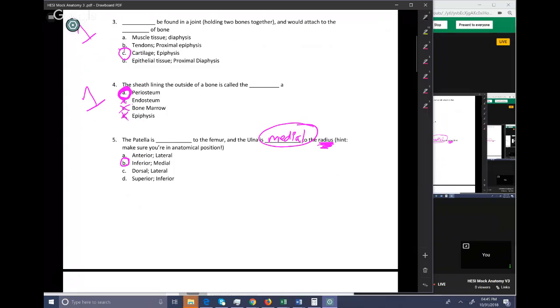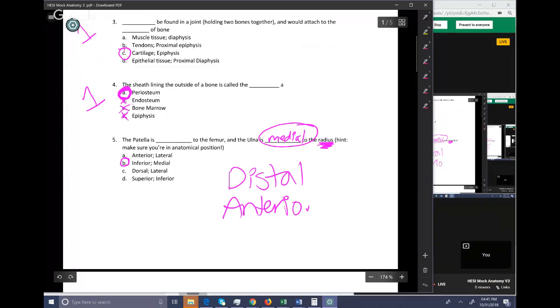I actually just thought of a third one though that exists, which is that the patella is distal to the femur. So the patella in relation to the femur is a little bit anterior, a little bit closer to the front of the body. It's a little bit more distal, so it's further from the point of attachment, which would be the hip in this case. And then it is inferior because looking at the height of your body, it is beneath the femur.